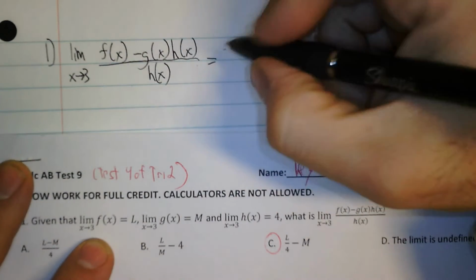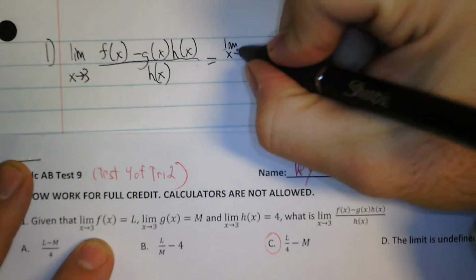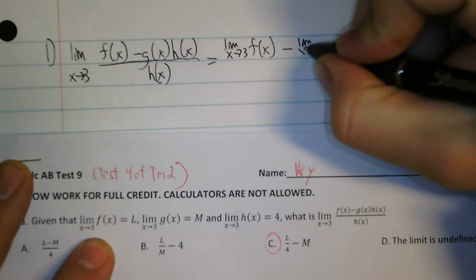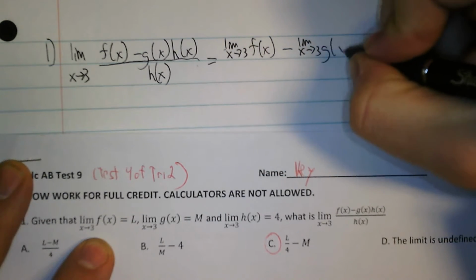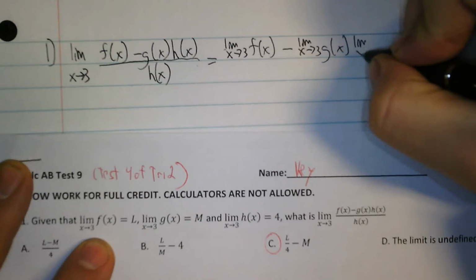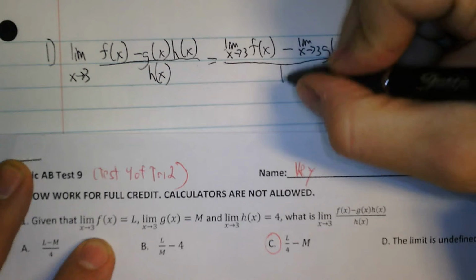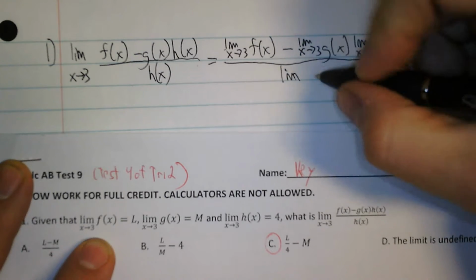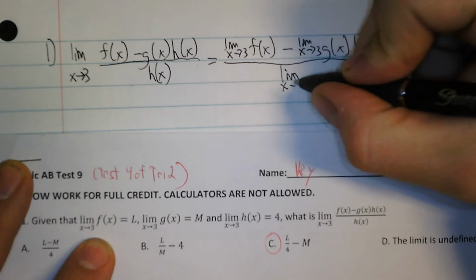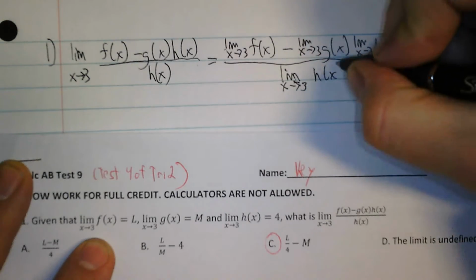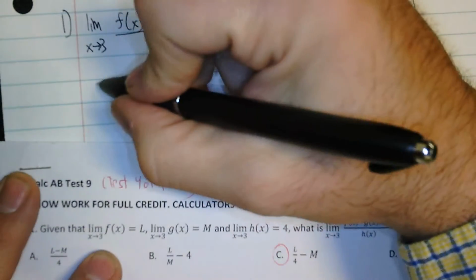So this is the same as writing the limit as x approaches 3 of f of x minus the limit as x approaches 3 of g of x times the limit as x approaches 3 of h of x, all over the limit as x approaches 3 of h of x. All right, now you just do some substitutions.